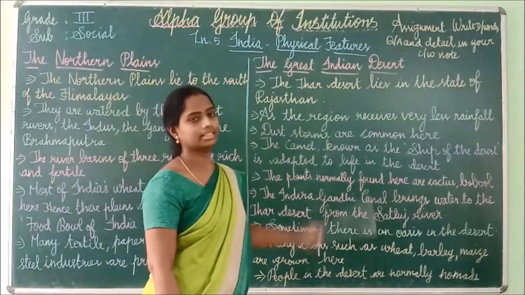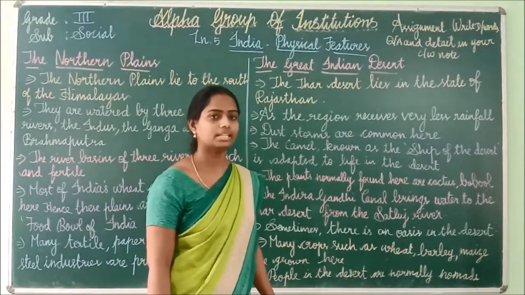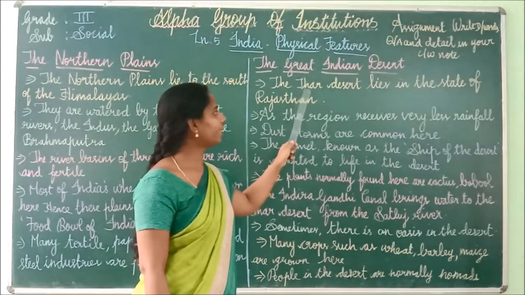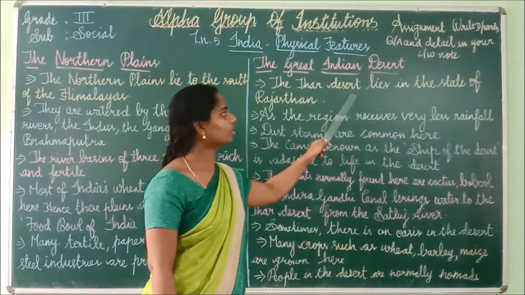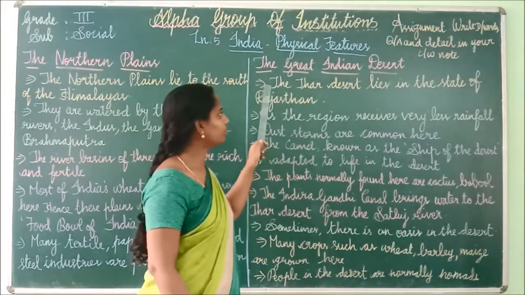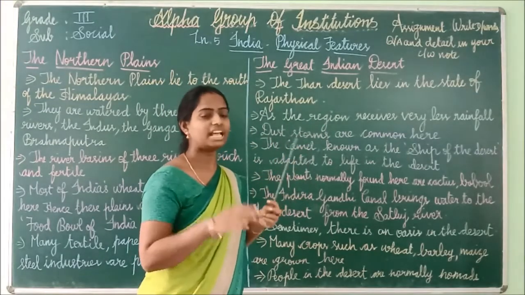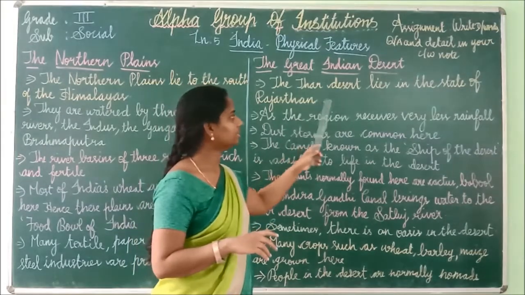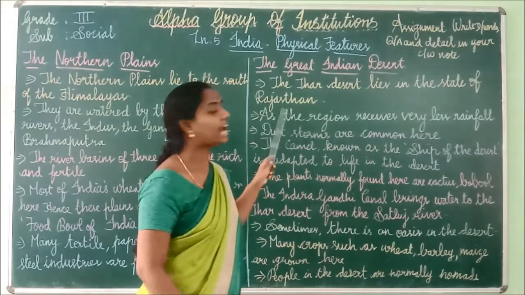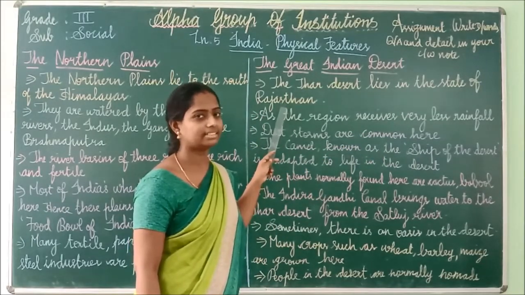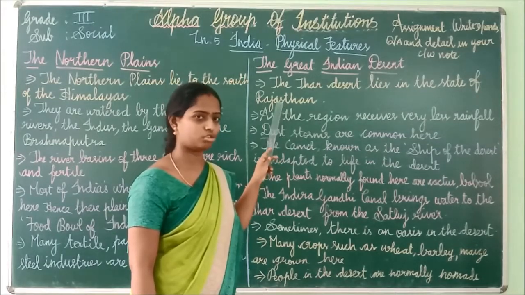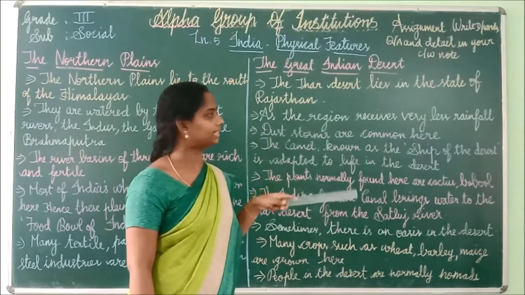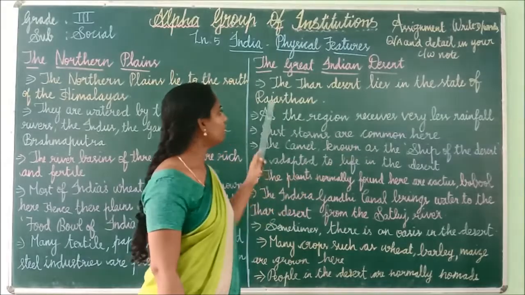The Great Indian Desert is also called the Thar Desert. What is the spelling of Thar? T-H-A-R, Thar Desert. We all know that if we say the name desert, it means very little rainfall, isn't it? Where is it located? The Thar Desert lies in the state of Rajasthan, which is also in India, isn't it? You all know about it. It is also on the northern side. The Thar Desert lies in the state of Rajasthan.